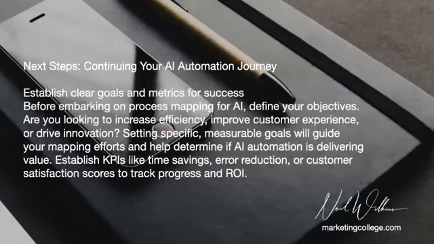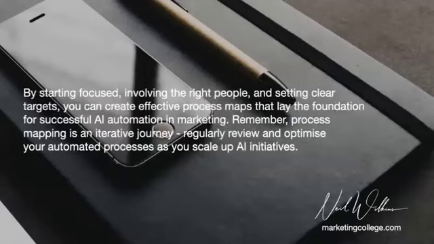That is really key. And alongside that, establish clear goals and metrics for success. Before embarking too deeply on the process mapping for AI, define your objectives. You're looking to increase efficiency, improve customer experience, or maybe drive innovation in product and service. Because setting specific measurable goals is going to guide your mapping efforts and help determine if AI automation is actually delivering value. My prediction is it will, but you need to be sure of it. So establish KPIs like time saving, error reduction, or customer satisfaction scores to track progress and, of course, the subsequent return on investment, which is going to come.